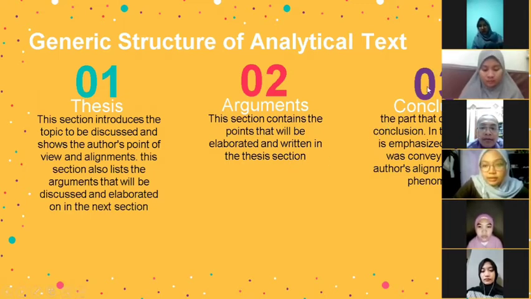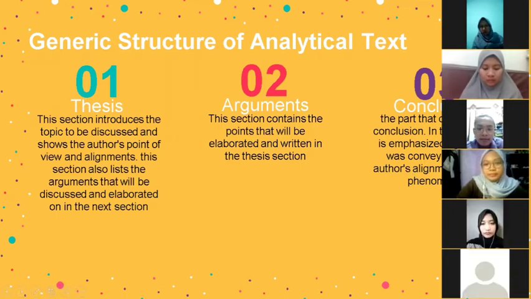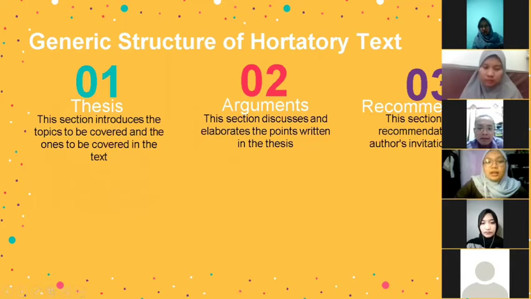And the conclusion is the part that contains the conclusion in this section. It is emphasized again what was conveyed and the author's alignments with this phenomenon. And the next slide is the generic structure of hortatory text.